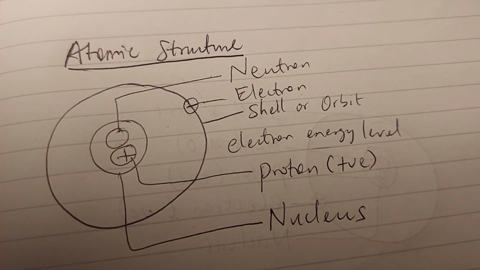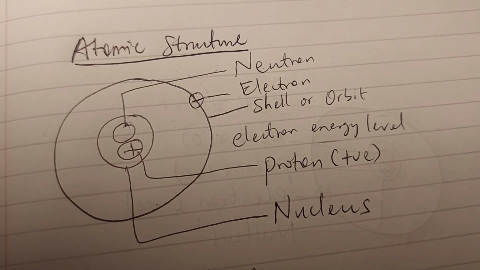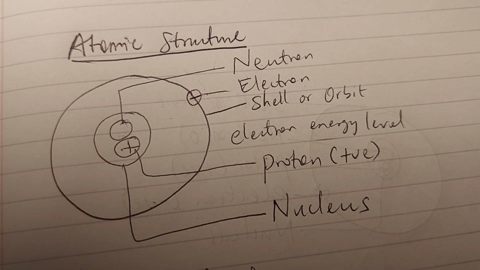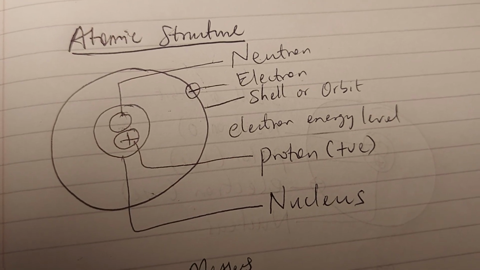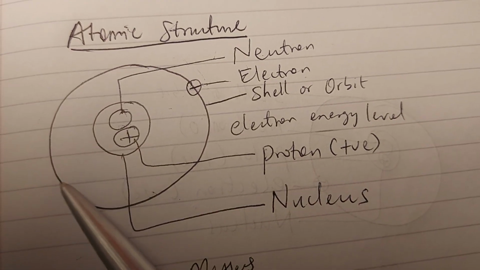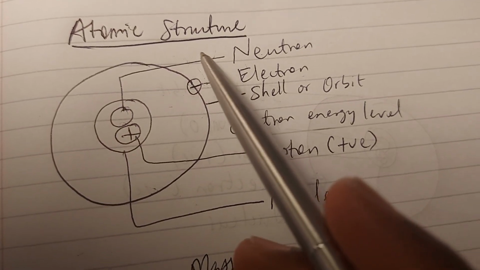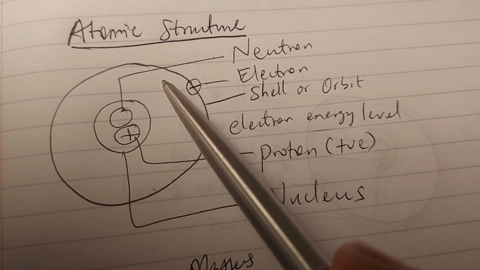The topic will be atomic structure, okay? And already I have drawn the shell and all that, so quickly I just want to put it through what we got and why they are there. So the first thing I've drawn here is the orbit, okay? And that is where the electron constantly moves around.